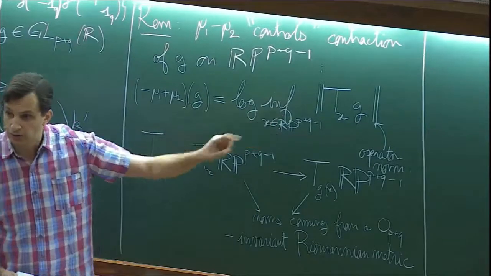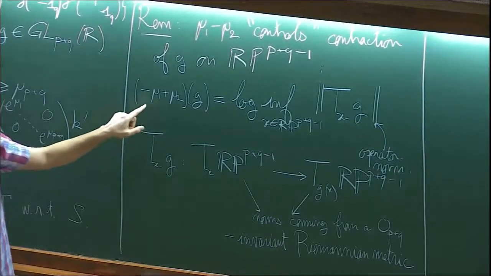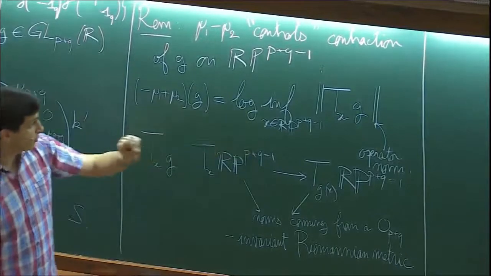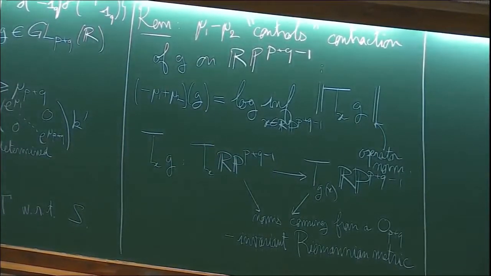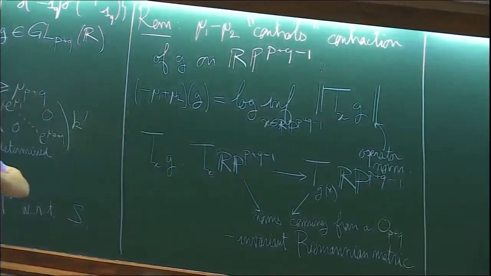This infimum? Yes. Because they are smaller than mu 2. This is a bit, no, I think this formula is correct, but I never checked it completely. What is true is that if you take x to be the first basis vector, then the log of this operator norm is exactly this. And I really believe this. Okay, and this remark helped me to give meaning to this last statement.